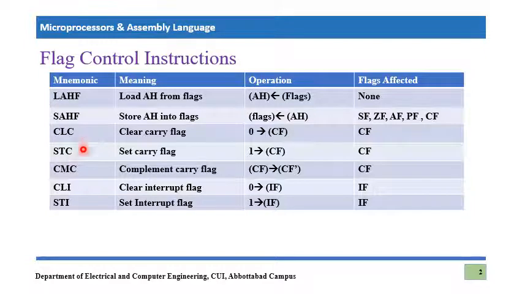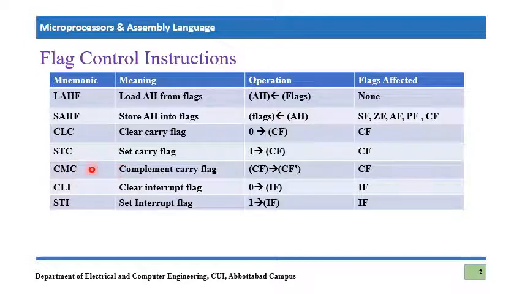Not only CLC and STC, where we want to clear or set the carry flag, but there are some conditions where we just want to change whatever the status of the carry flag is. If it is equal to 0, we want to change it to 1. If it is equal to 1, we want to change it to 0. In such a scenario, CMC, which is complement carry flag, is used. So CMC is an alternative command. If we want to perform STC and the carry flag is 0, we can use CMC, and if we want to perform CLC and the carry flag is set, we can use CMC. So CMC is an alternatively usable option for CLC and STC.